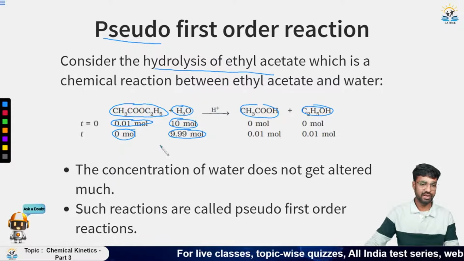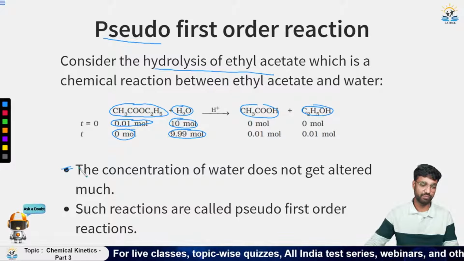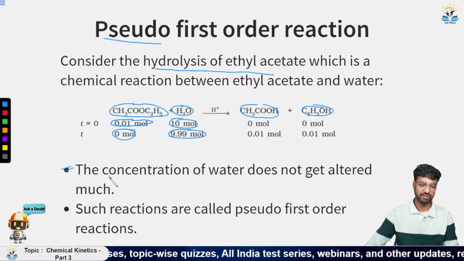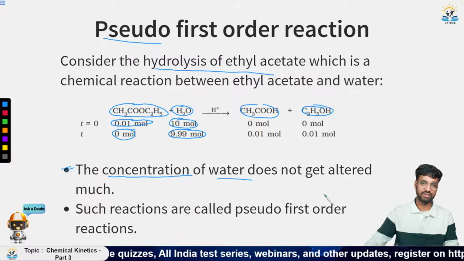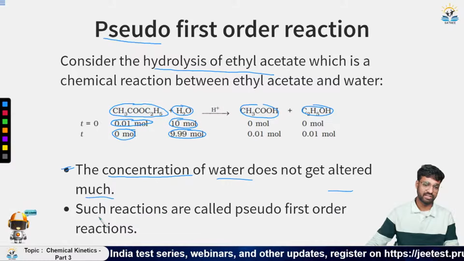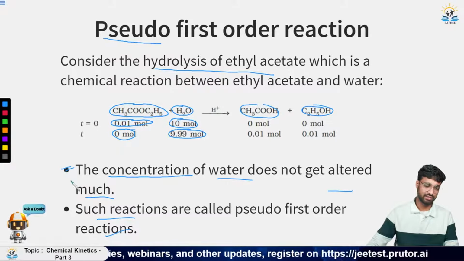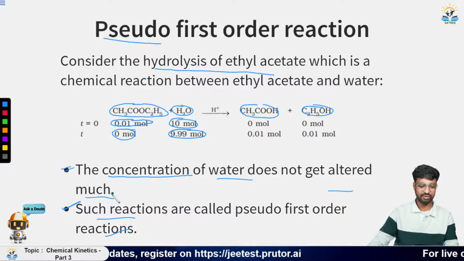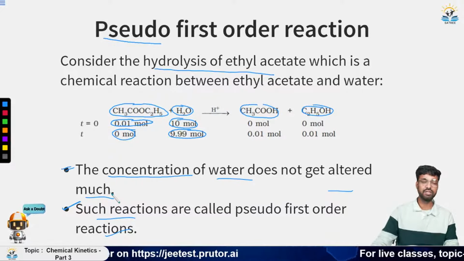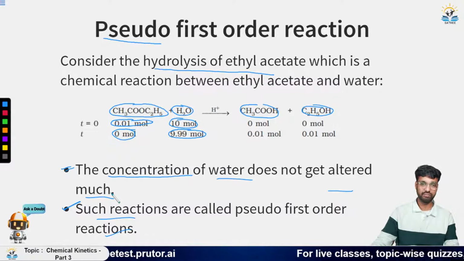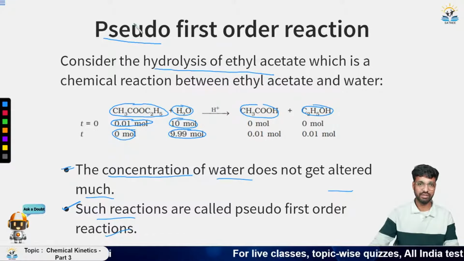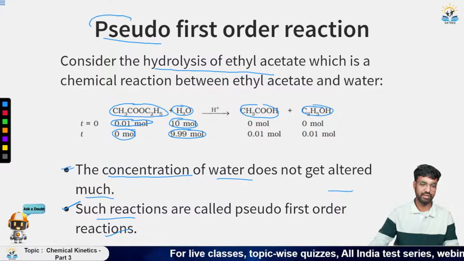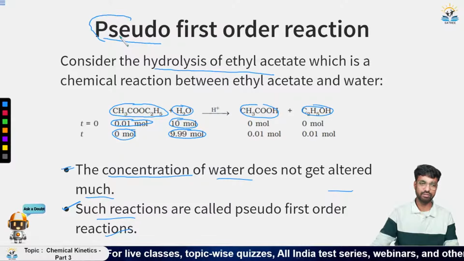It is given in NCERT. If you want to make it a point, it is written here: the concentration of water does not change or alter much. Such reactions are called pseudo first order reactions. Now if you are asked how you will write the rate law for it, then it will simply be a first order reaction. So do not get confused that it is a pseudo order; it behaves like a first order reaction.